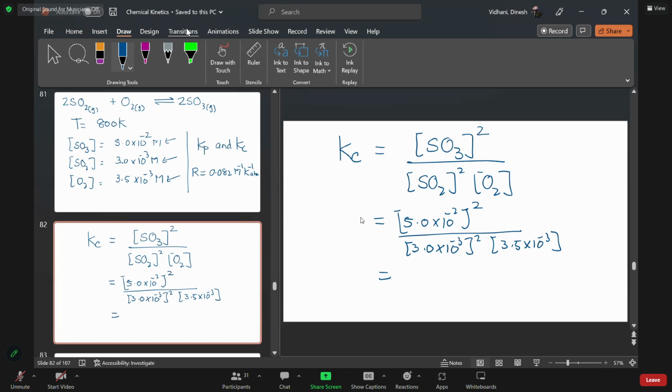To which power did you say? For this one, for the Kc. What power did you say again? 10 to the power 5. Yeah, 10 to the power 5. Okay. Are you also getting that same answer?